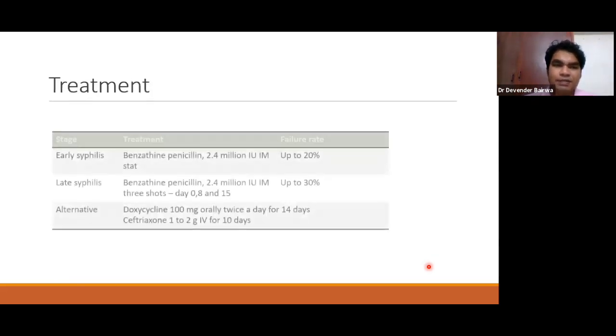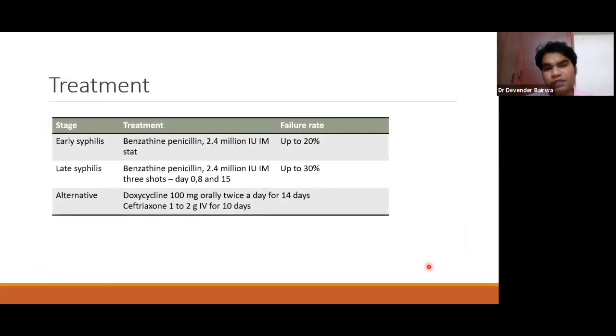As far as treatment is concerned, treatment depends on the stage, early syphilis, late syphilis, or there is an alternative treatment when there is an allergy. In case of early syphilis, a single shot of benzathine penicillin 2.4 million units is given. Generally, it is given in divided form: 1.2 million in one buttock and 1.2 million in the other buttock. In late syphilis, you have to provide 3 injections. You would provide one injection today, then after 1 week, and then after 2 weeks.